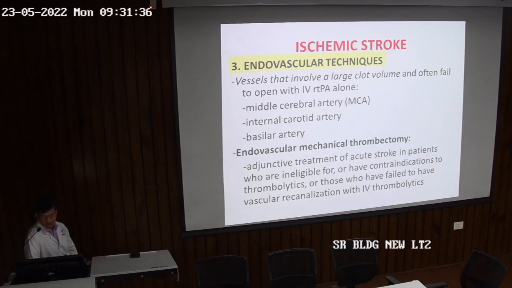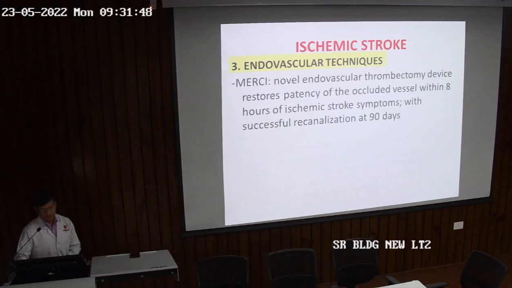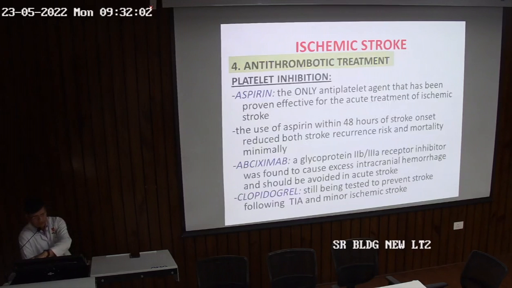So there are certain endovascular techniques like endovascular mechanical thrombectomy. We can remove the thrombus through endovascular techniques, which is known as endovascular mechanical thrombectomy. And there is a newer device which is known as the MERCI, that is mechanical embolus removal in cerebral ischemia, an endovascular technique which can also be done in these patients.